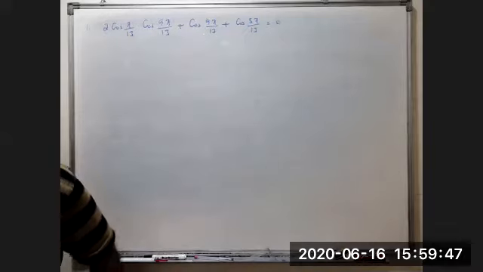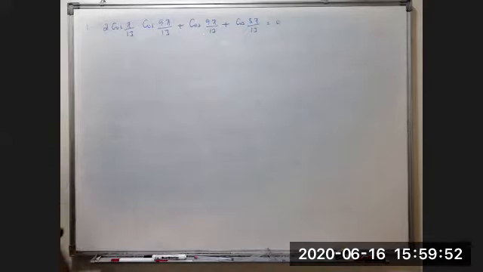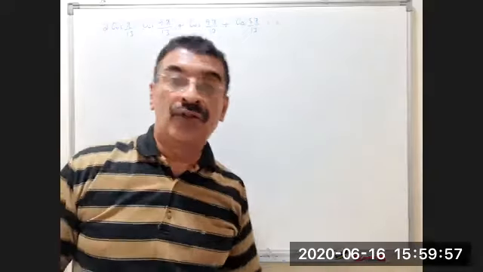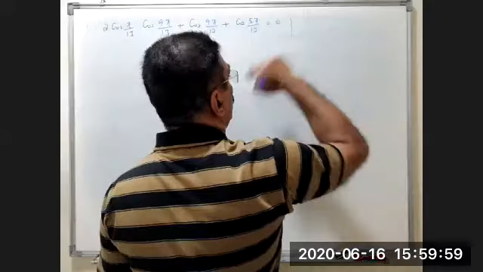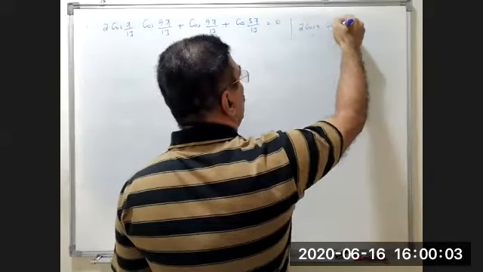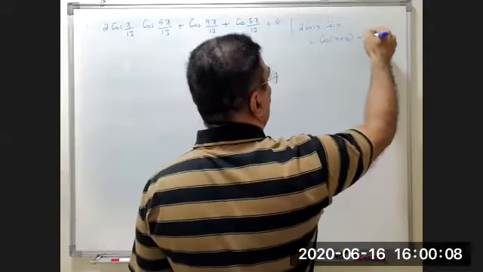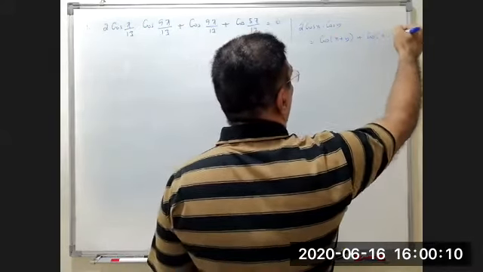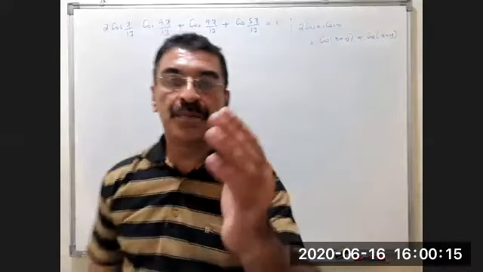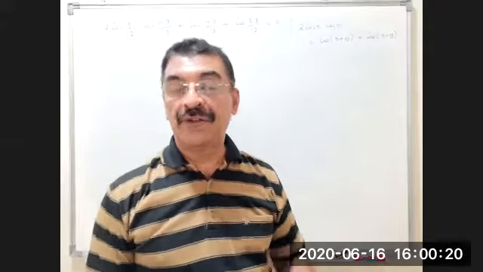Here, see that we can use the formula 2 cos x cos y. Remember all formulas. 2 cos x cos y is cos x plus y plus cos x minus y. That is writing the product as a sum. 2 cos x cos y is cos x plus y plus cos x minus y.